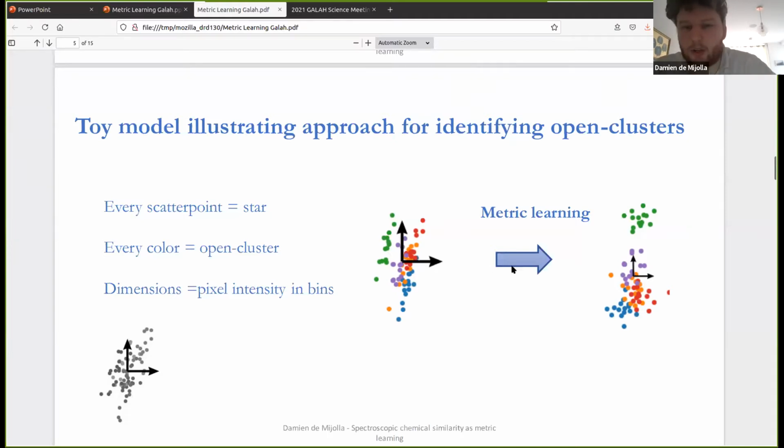What metric learning tries to do is transform this representation in a way where the distances between stellar siblings are minimized. And so you can find stellar siblings without knowing the colors, without knowing which stars are part of open clusters, by just looking at how close stars are in the space. So this is known as metric learning.